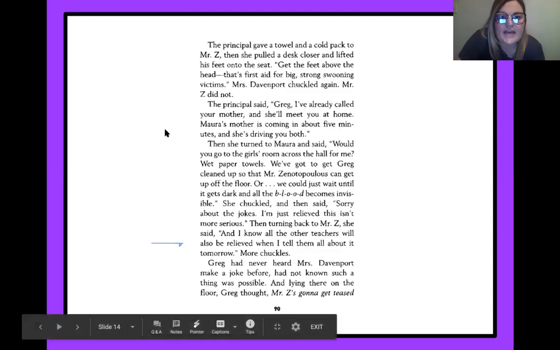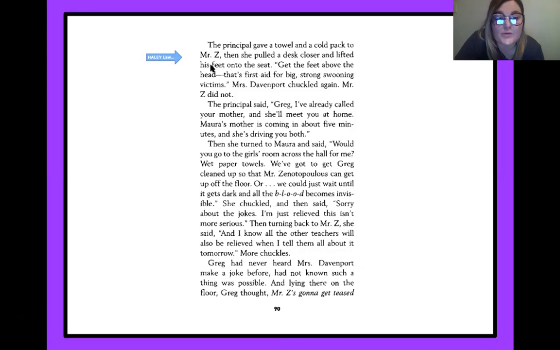The principal gave a towel and a cold pack to Mr. Z. Then she pulled a desk closer and lifted his two feet onto the seat. "Get the feet above the head. That's first aid for big, strong, swooning victims." Mrs. Davenport chuckled again. Mr. Z did not. Principal said, "Greg, I've already called your mother and she'll meet you at home. Mara's mother is coming in about 5 minutes and she's driving you both."